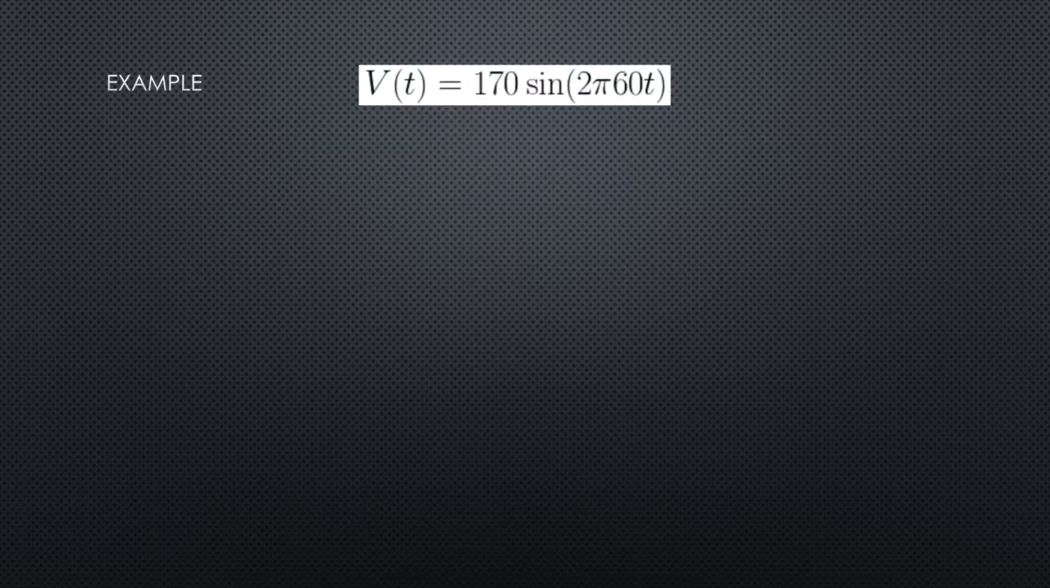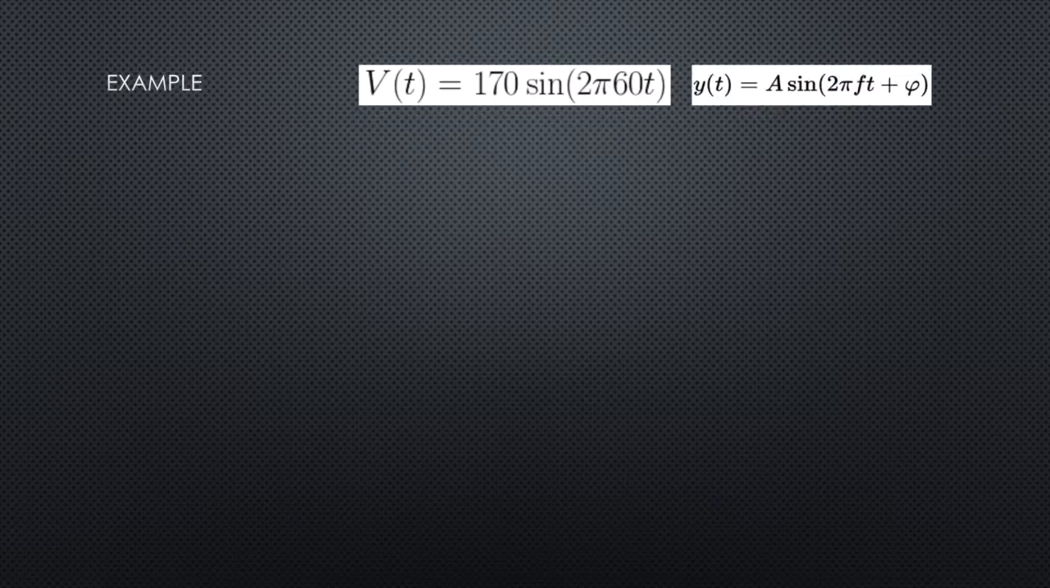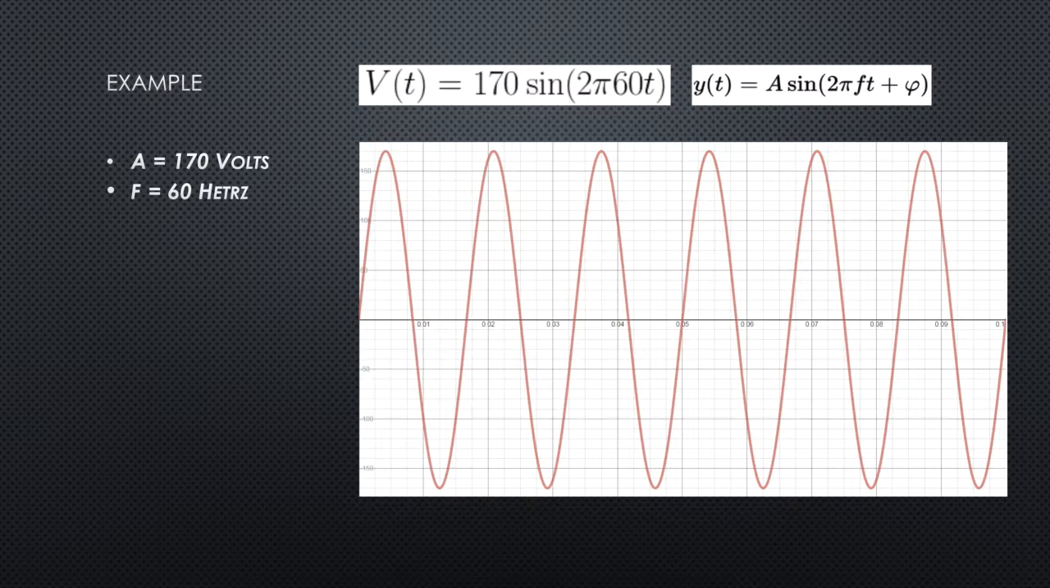So for this waveform, v of t equals 170 sine of 2 pi 60 t. We can see it's in the general form of a sine wave, so we can pull it apart pretty easily. As you can see, our amplitude is going to be 170 volts, and our frequency is going to be 60 hertz. And when we graph this, the maximum value is going to be 170, and it's going to go through 60 waves before the x-axis reads 1 second. And this is what it looks like.